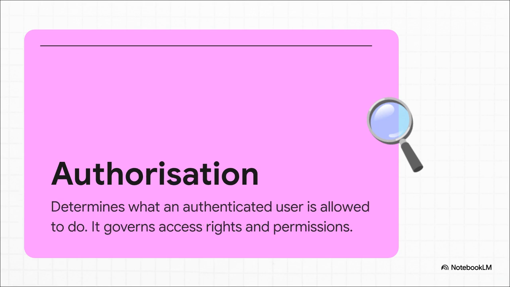And now for part 2. Once the system knows who you are, authorization steps in. This is the rulebook that decides what you can actually get your hands on. You know, like in a company system, a manager is authorized to see and edit everyone's files, but a regular employee, they're probably only authorized to see their own. It is all about permissions.